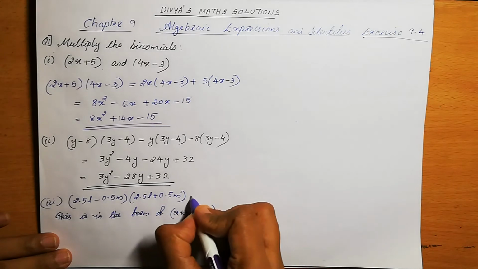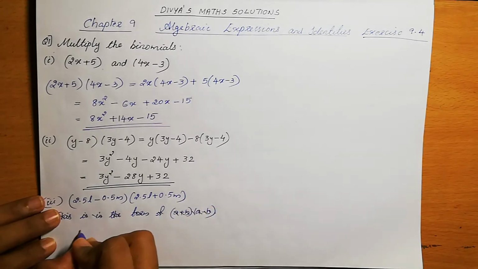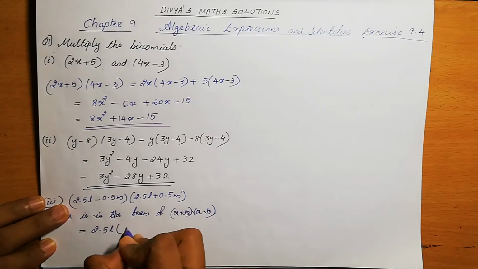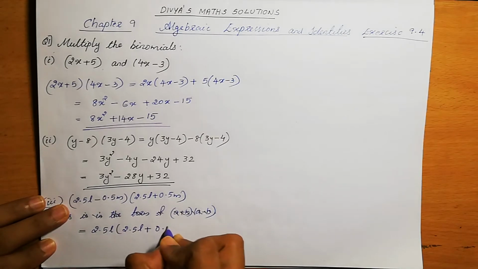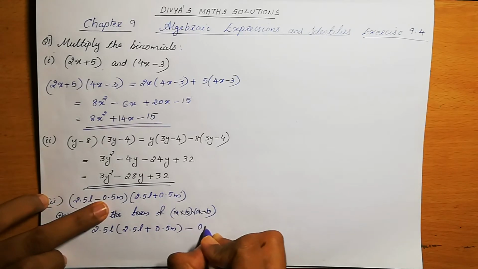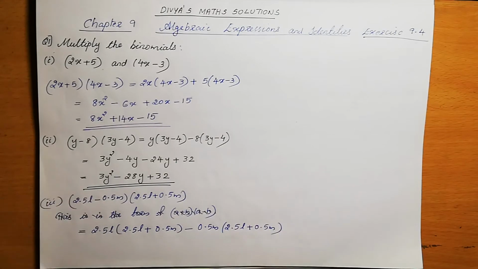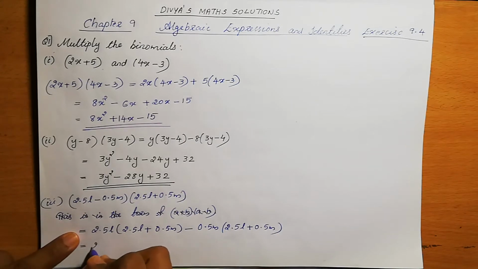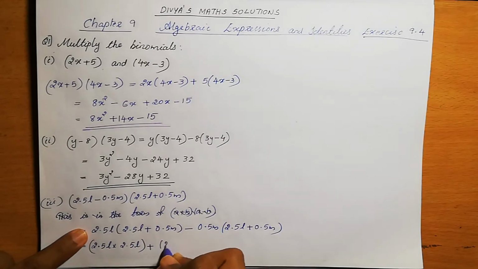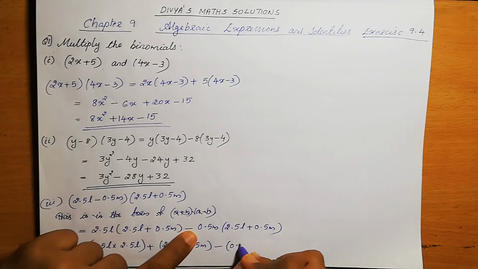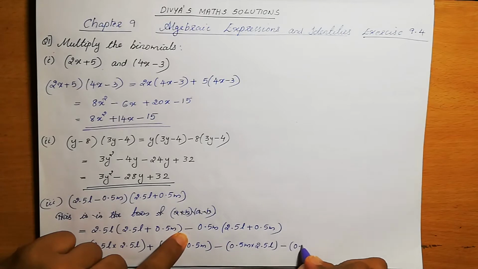So this is equal to 2.5l into 2.5l plus 0.5m minus 0.5m into 2.5l plus 0.5m. So here also each term we can multiply. Let me write this one. 2.5l into 2.5l plus 2.5l into 0.5m minus 0.5m into 2.5l, again plus minus minus, 0.5m into 0.5m.